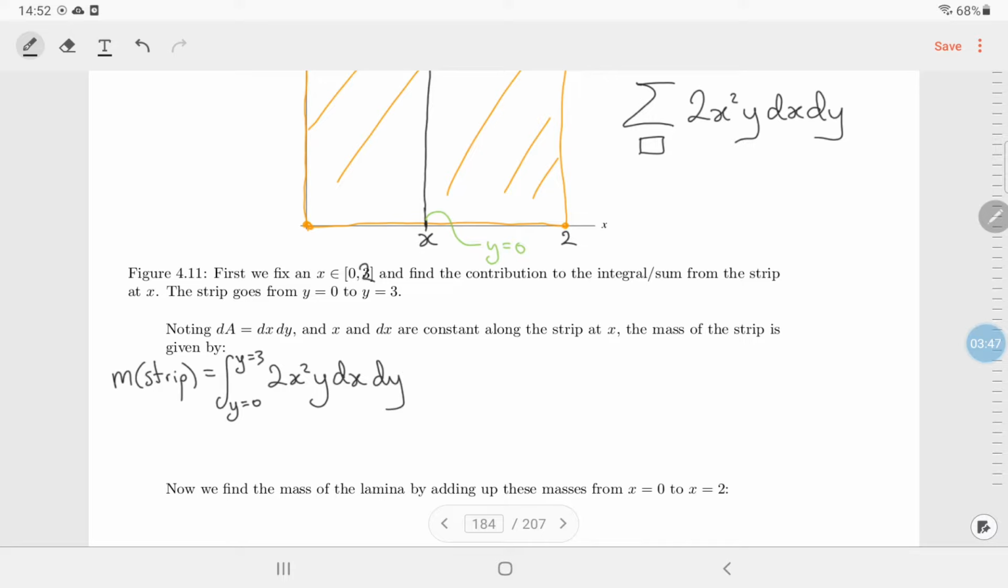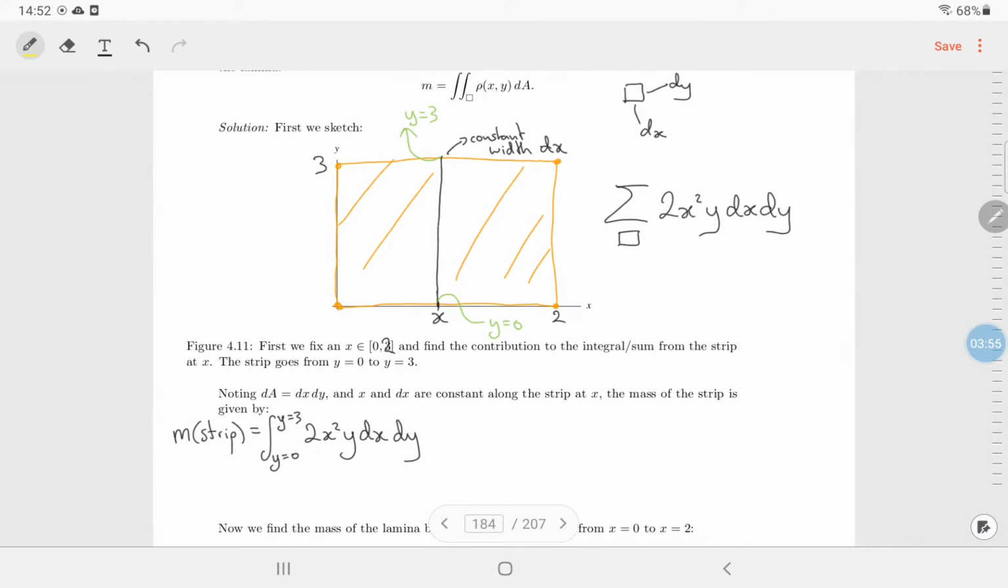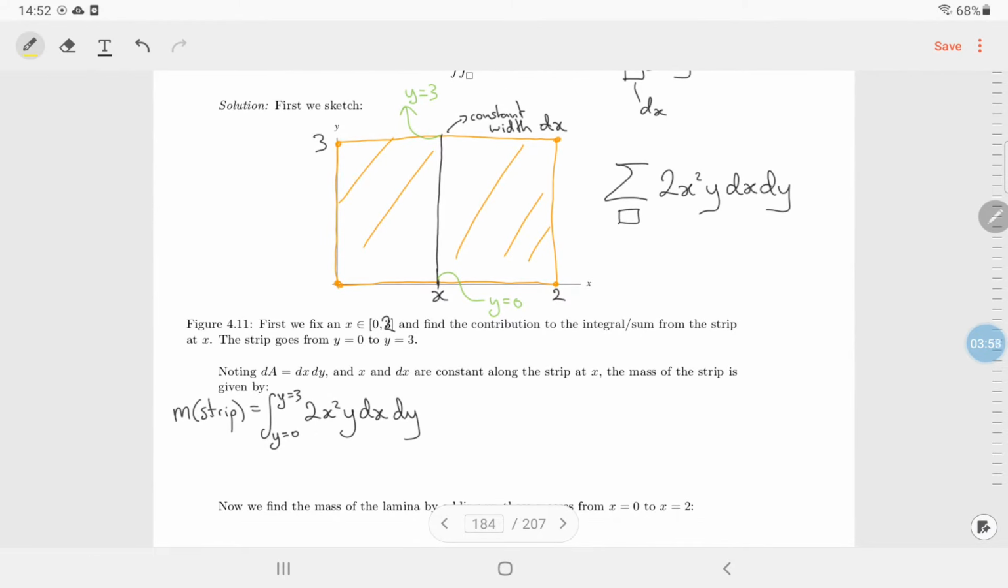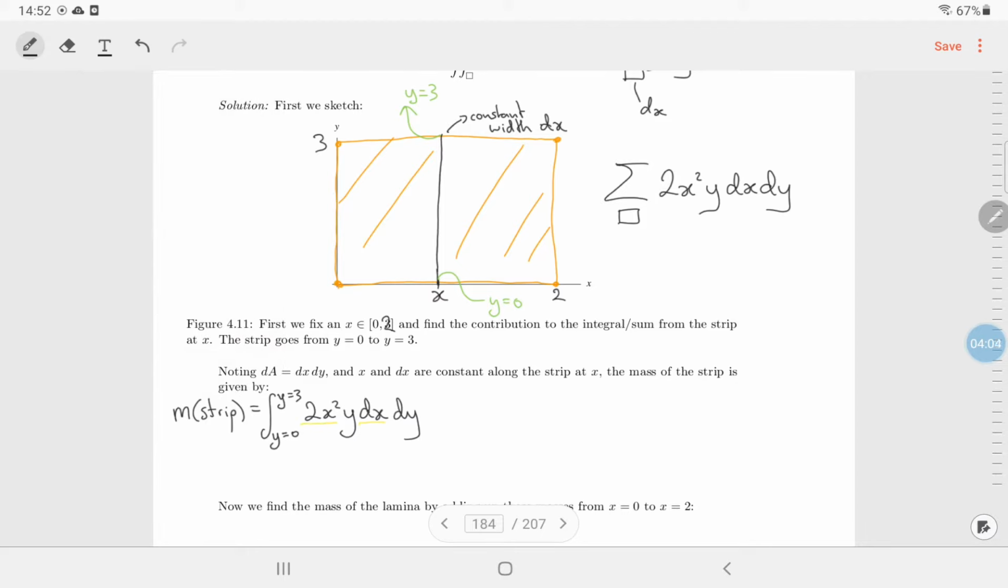Now what we're going to do is pull out everything that's a constant. So this is a little bit like partial differentiation. Along this strip, only y is changing. So this is constant, and this is constant. Everything else stays inside the integral. So take out the constant 2x squared dx. I'm left with an integral from 0 to 3 of y dy.